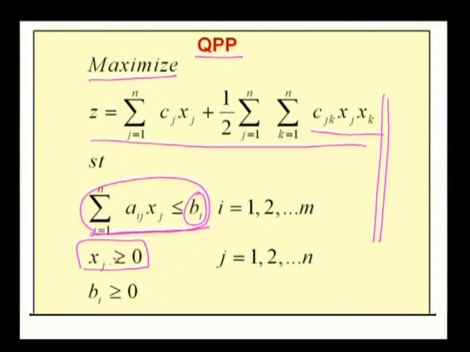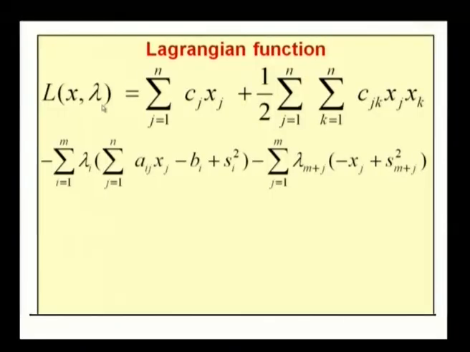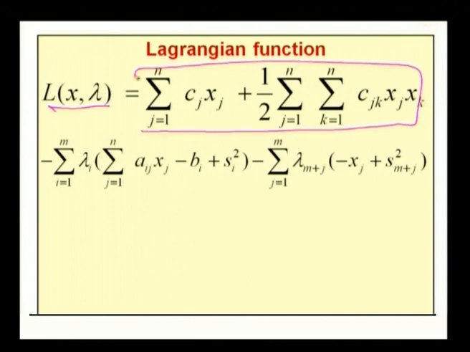Now, in order to obtain the Kuhn-Tucker conditions for the given quadratic programming problem, first we have to construct the Lagrangian function. For the given quadratic programming problem, the Lagrangian function is L of x comma lambda, which is the objective function of the form summation Cj xj plus double summation Cjk xj xk, minus summation lambda i into summation aij xj minus bi plus si square.